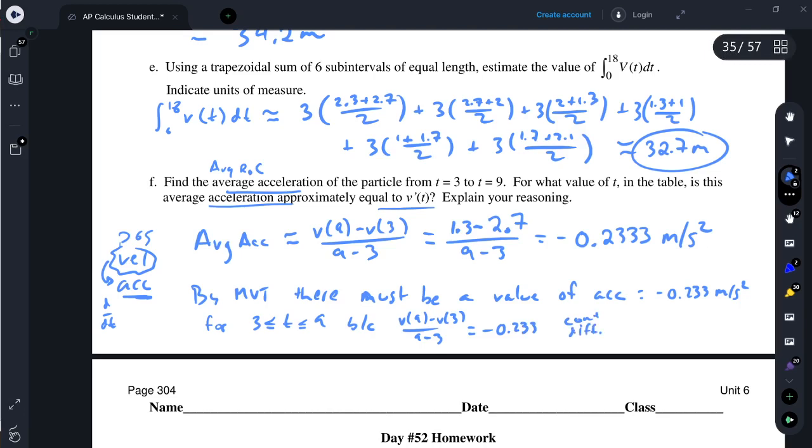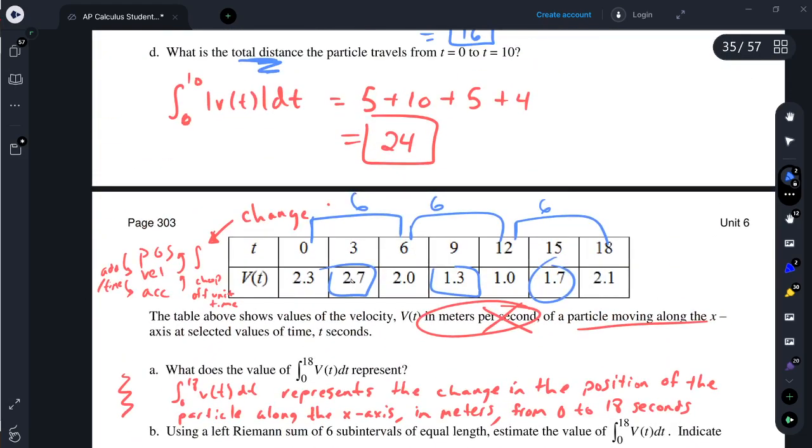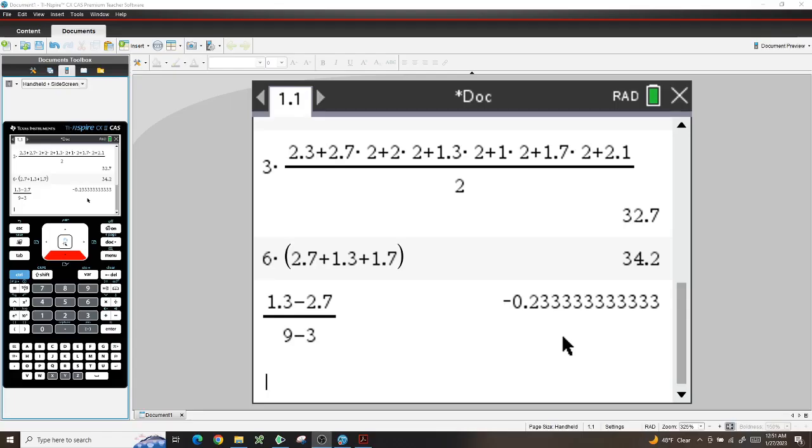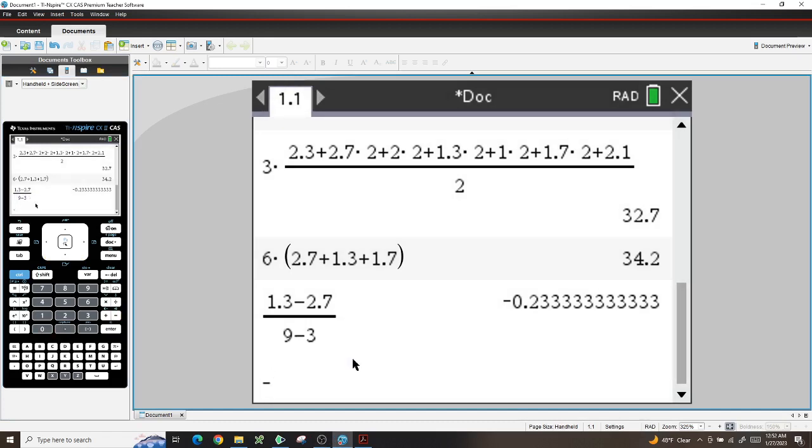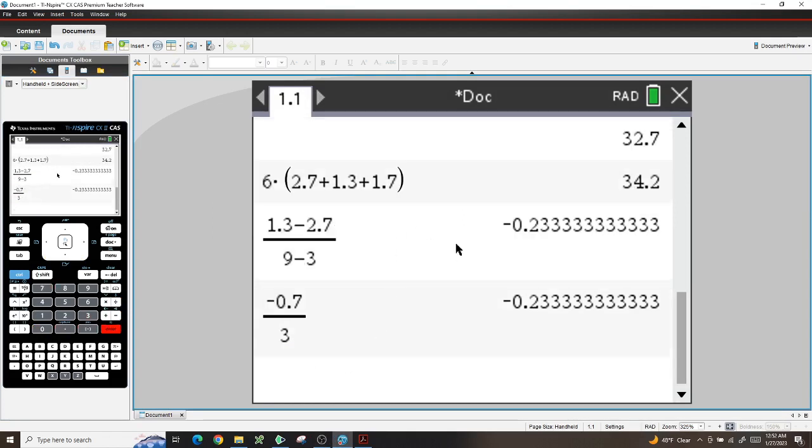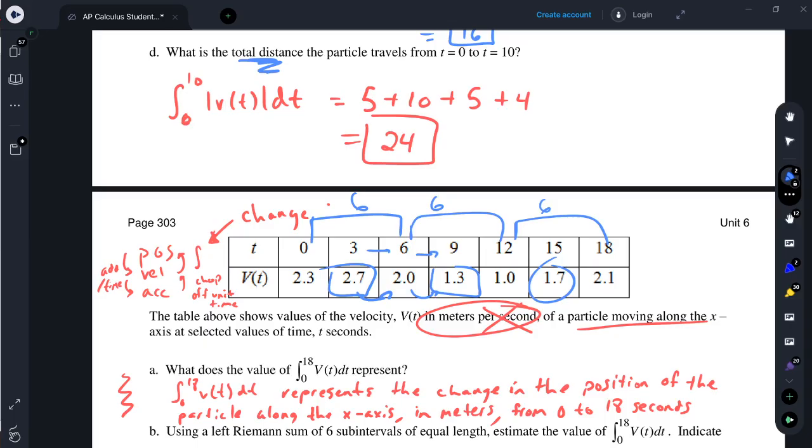Now, if you actually really want the answer, it looks like it might be t equals 6. If you look at t equals 6, it goes from 2.7 to 2, that's down 0.7, and then it's over 3, down 0.7 over 3. So if on a calculator you type in negative 0.7, that would be the rise, divided by 3, you do get that same answer. Again, I don't really think that's a fair question.